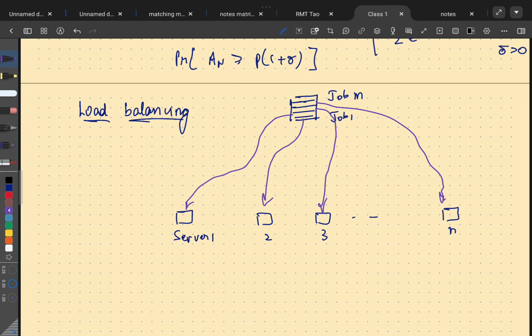Now, given nothing else, perhaps the most natural way of distributing these jobs is to allocate the jobs in a round-robin fashion. You get the first job, you allocate it to server 1. You get the second job, you allocate it to server 2, server 3, and so on. Once you get more than n jobs, you again go back to server 1, server 2, and so on. So that's the round-robin fashion of allocation. Another, perhaps more natural way is to always allocate a new incoming job to the server which has the fewest number of jobs that are currently running.